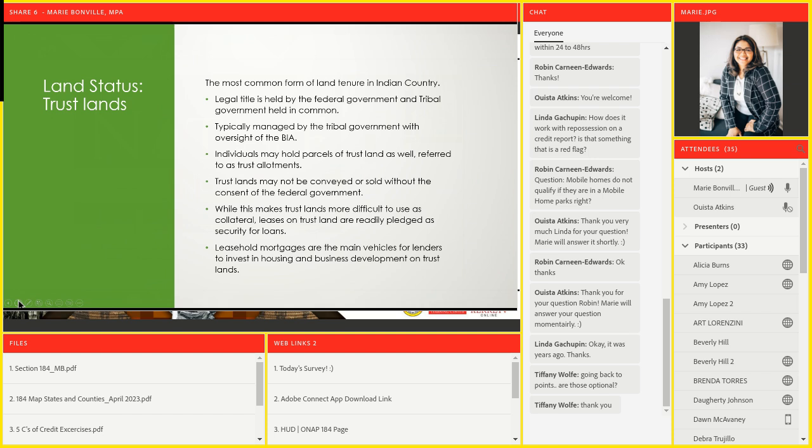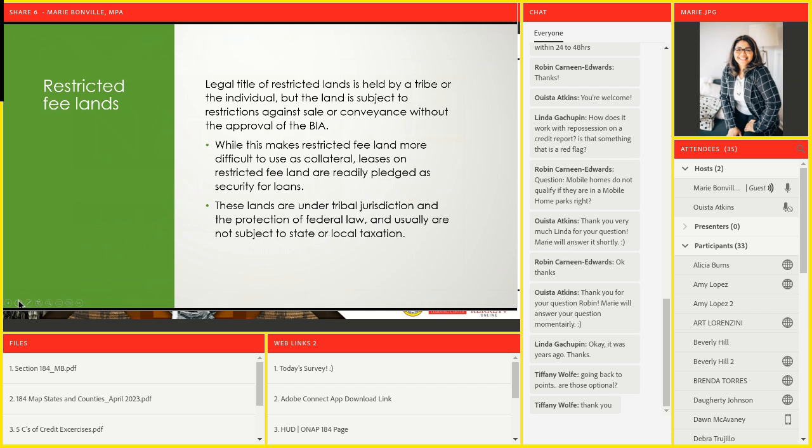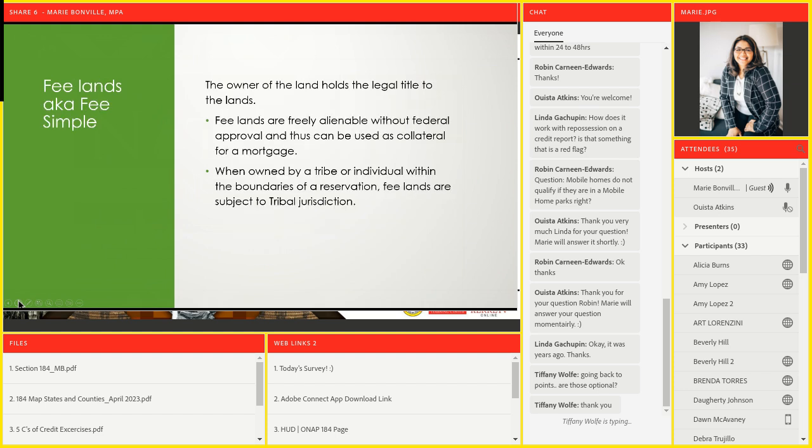And then leasehold mortgages are the main vehicles that lenders use. Depending on where you live and the tribe that you're working with, those could be 25-year leases or 99-year leases. I've seen different numbers for different communities. Restricted fee land is another version of that. The legal title itself could be held by the tribe or an individual, but the land is still subject to restrictions on sale without the approval of the BIA.